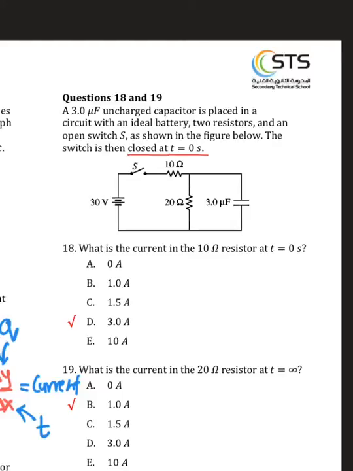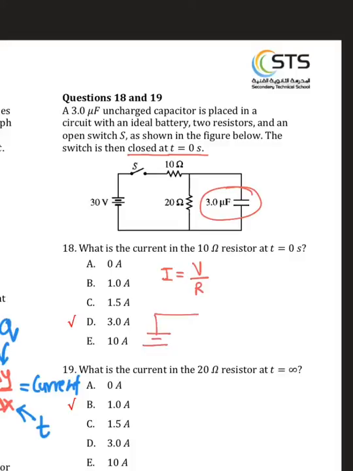Okay, so t equal to 0 means the capacitor is beginning to charge and it's going to act like a short circuit for the region of the capacitor. So that means the current is going to flow through the capacitor and not through the 20 ohms. Yeah, so your current I is V over R. So we can redraw the circuit.